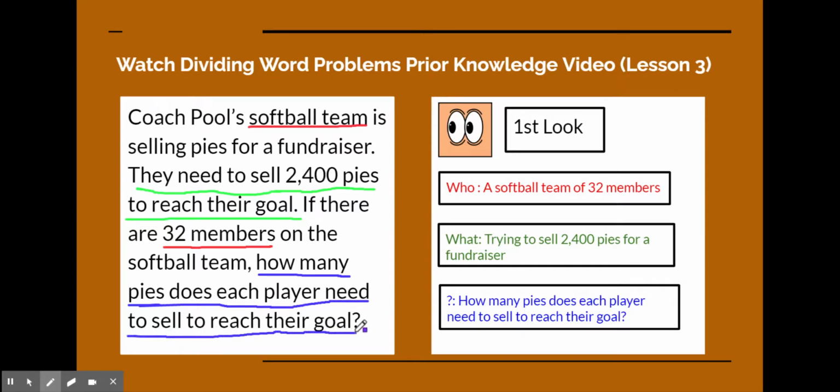And something important to notice is the word each. And each tells us one. So if I were to reread this, how many pies does one player need to sell to reach their goal? And if we're only asking about one person, one thing, or one group, then we are dividing.